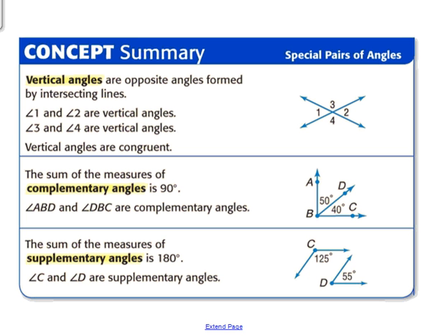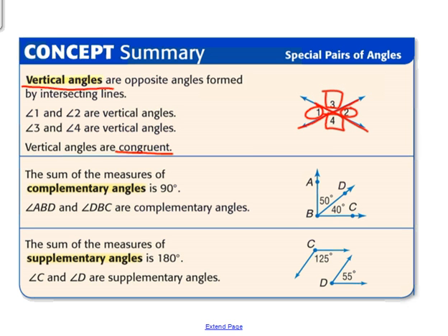Well, let's put this in summary form here. The concept summary: we've got the idea of vertical angles. Vertical angles are opposite angles formed by intersecting lines. So we've got two intersecting lines here. Opposite angles, 1 and 2 are opposite angles. They're called vertical angles, and they are congruent. In other words, they are equal. And of course, 4 and 3 are also vertical angles, and they are congruent or equal.